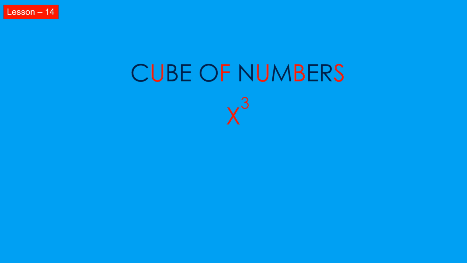For example, you see here it says x cube. X cube means x is multiplied 3 times, x times x times x, and whatever product you get after multiplying 3 times, that product is called the cube of the number.